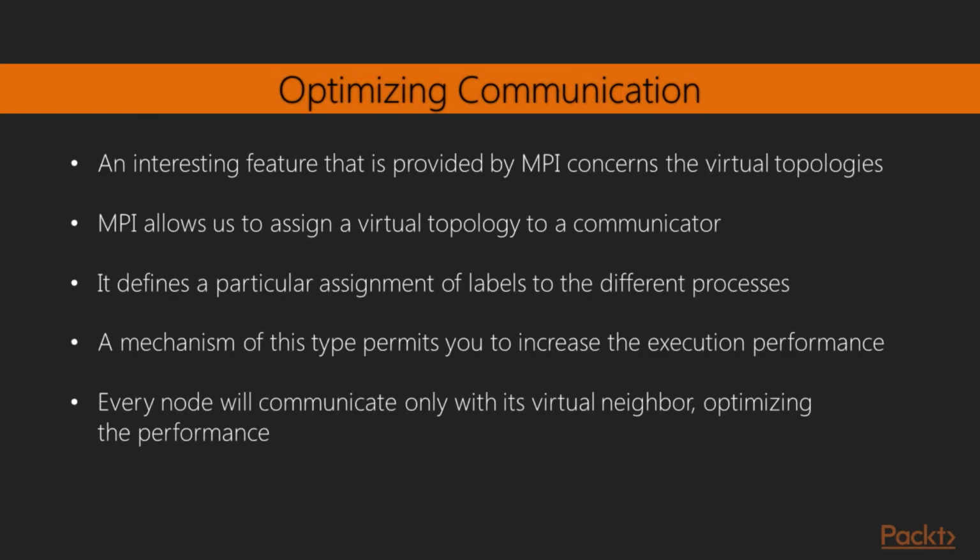An interesting feature that's provided by MPI concerns the virtual topologies. As already noted, all the communication functions, point-to-point or collective, refer to a group of processes. We've always used the MPI COMM_WORLD group that includes all processes. It assigns a rank 0 to n-1 to each process that belongs to a communicator of the size n. However, MPI allows us to assign a virtual topology to a communicator. It defines a particular assignment of labels to the different processes. A mechanism of this type permits you to increase the execution performance.